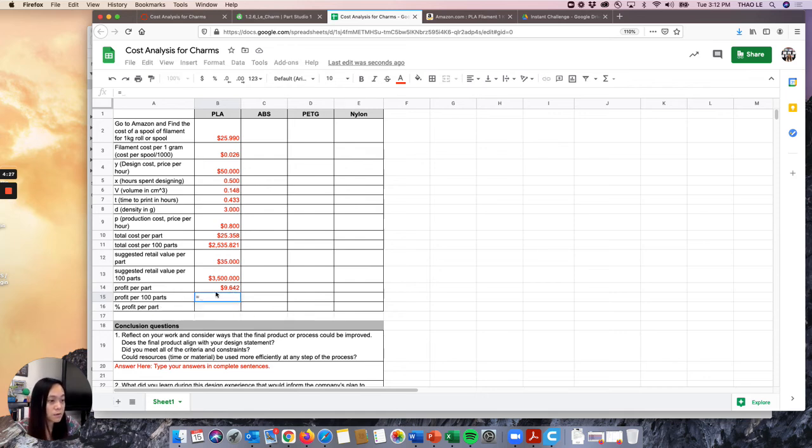Profit per 100 parts. So I'm going to hit equals this number times 100, because I like to think big. So that's your profit per 100 parts, and the percent of profit per part. So this right here is you're going to take the profit, and then I believe divide by the total cost per 100 parts, and it should give you, so you would get a profit per part, or all the parts will be 38.02%. So you're going to do the same for ABS, PETG, and nylon. And when you're done with that, answer the conclusion questions and you are all set.